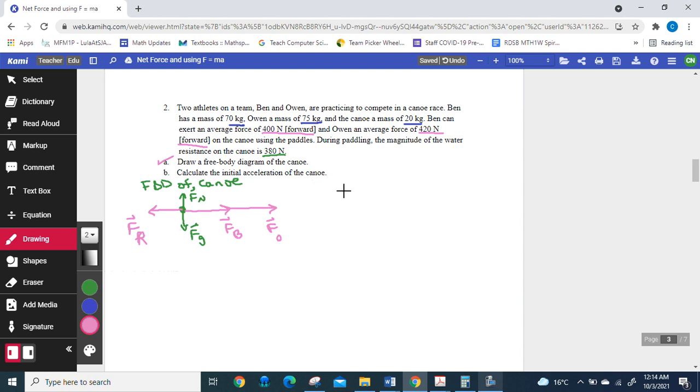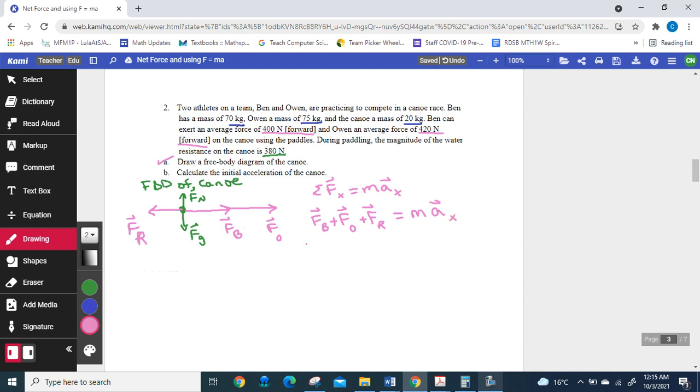Well, you can't figure out acceleration without the total forces. So let's see. Sum of our forces in the x direction equals mass times my acceleration in the x direction. We're not going up and down, so we can ignore the y. Let's see. In the x direction, we have the force from Ben, and we have the force from Owen, and we've got the force from the water resisting us. Let's keep with the R, sure. And that's going to equal the mass times the acceleration in our x direction.